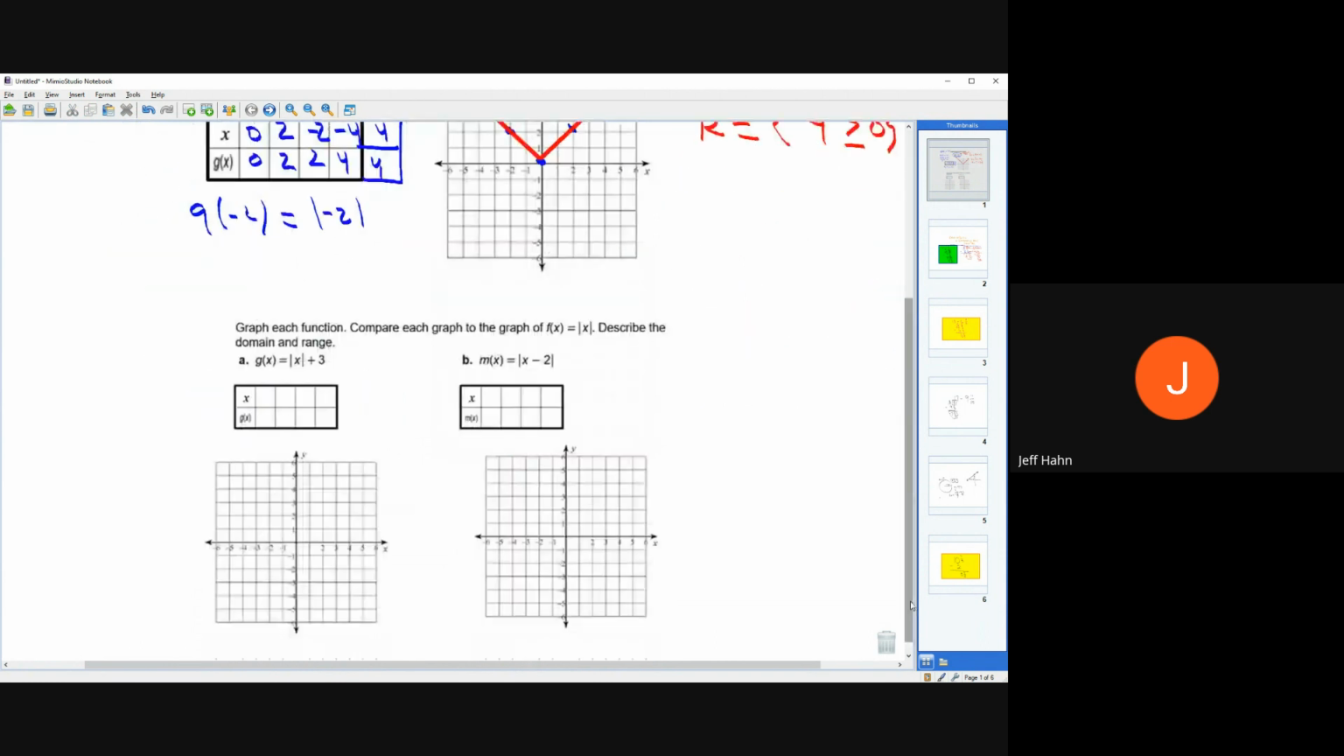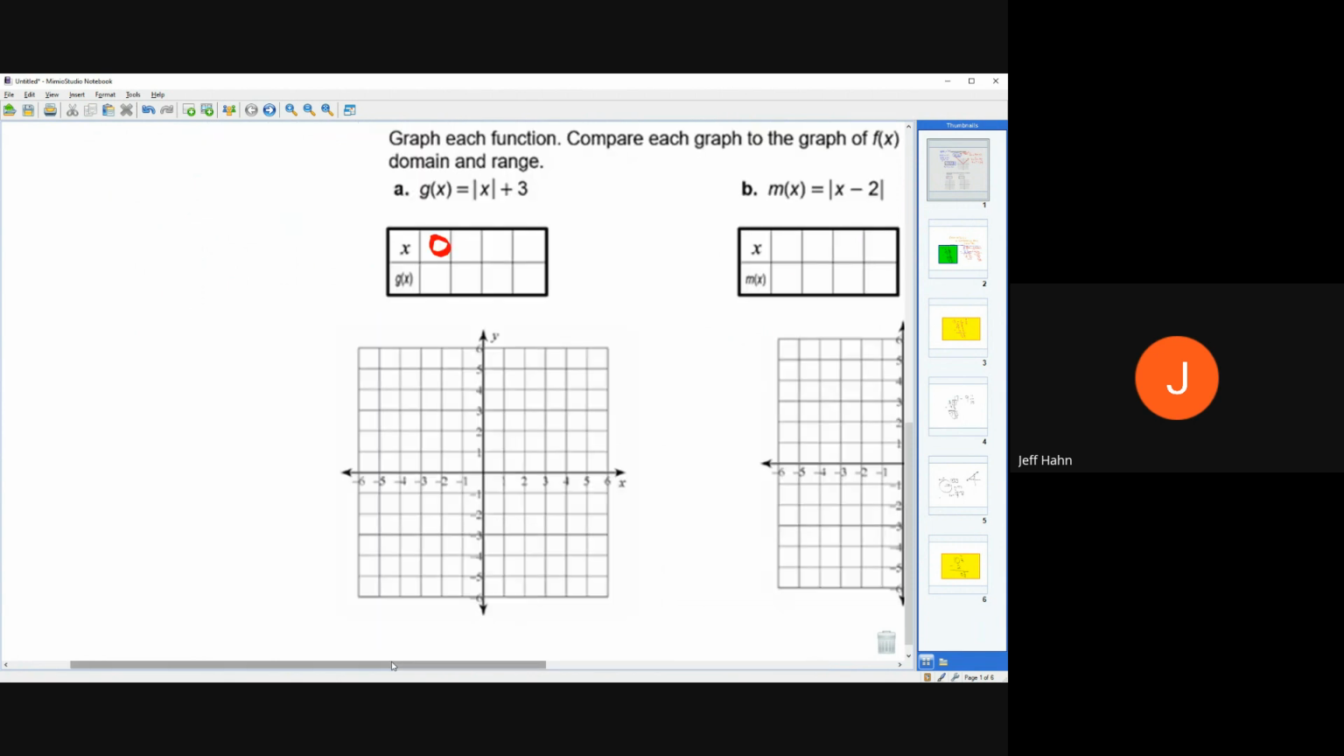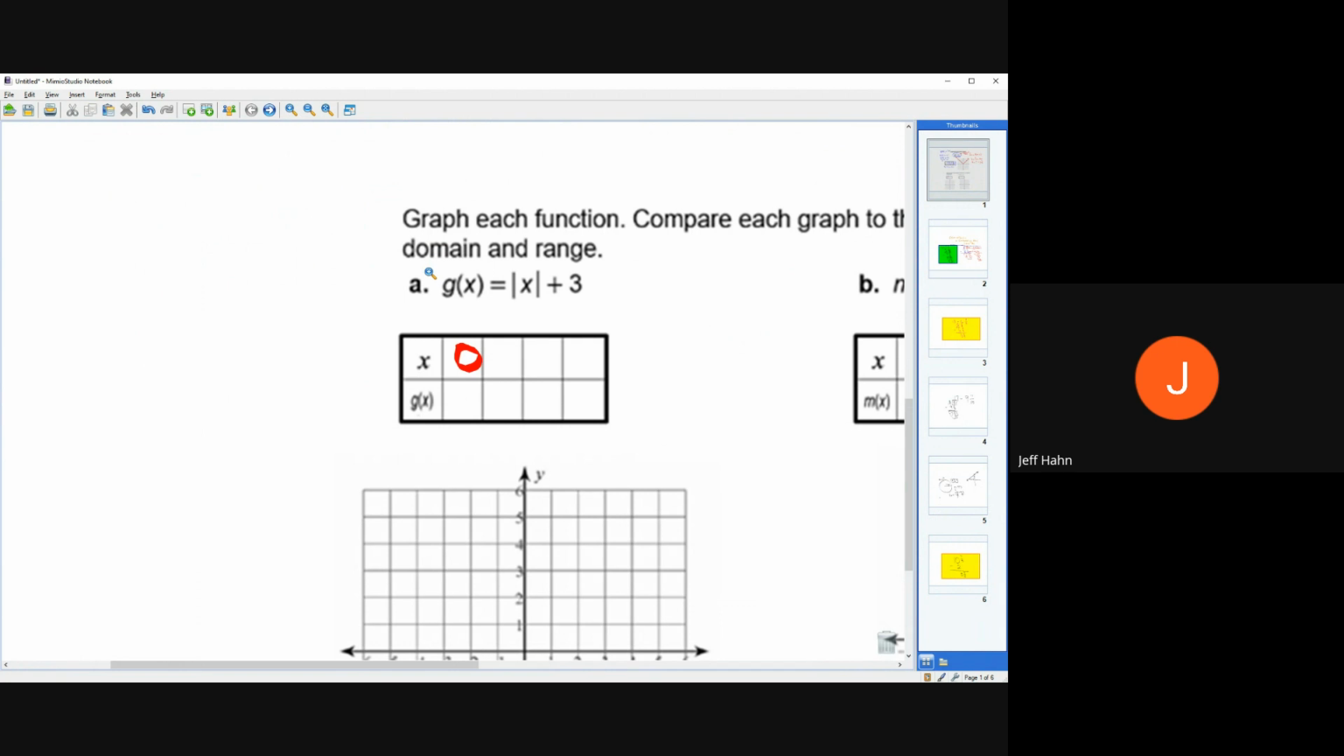All right, now, let's see what happens to our V if we start throwing some numbers at it. I'm not going to spend a lot of time, but you should be able to figure this out. What if I put 0 in for x? What would my g of x be there? 0? No, because I have 0 plus 3. So this is 3.